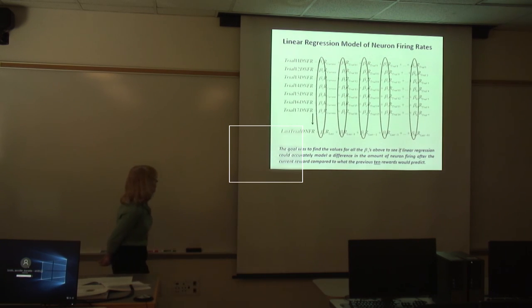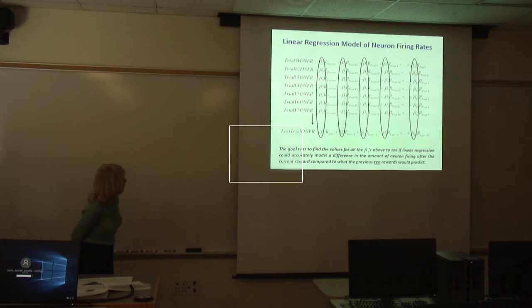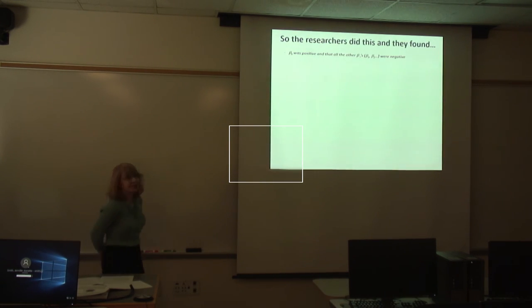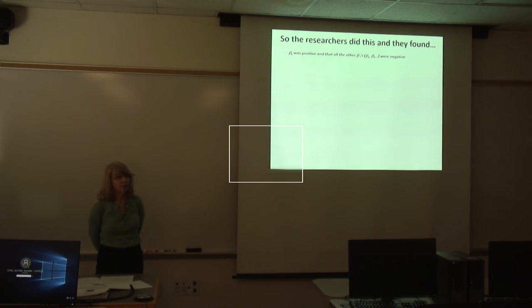Okay, so again, I'll rephrase. The goal was to find the values for all the betas to see if the linear regression could accurately model a difference in the amount of neuron firing after the current reward compared to what the previous 10 rewards would pick. And this is basically a model of prediction error. So they did this, and they found some interesting things. The beta zero was positive. Beta zero is the learning rate that goes with the most recent activity. It's the one that just happened. And that was positive. But all the other betas were negative. And they subtracted from the validity of your most recent memory.